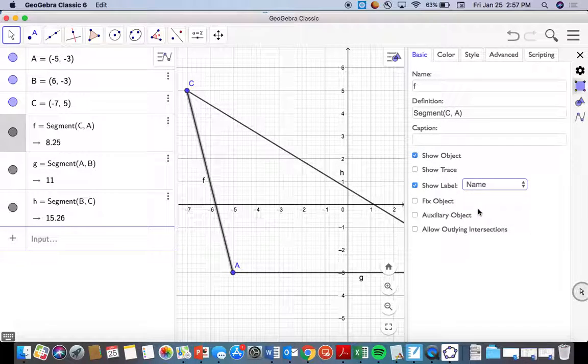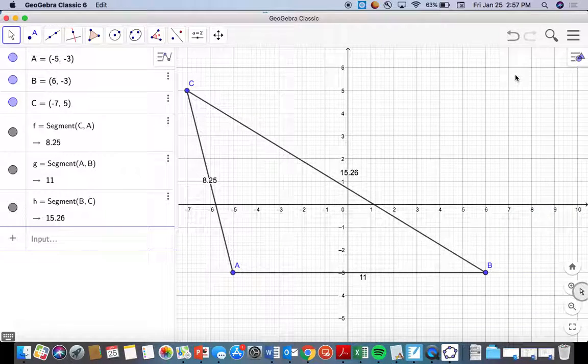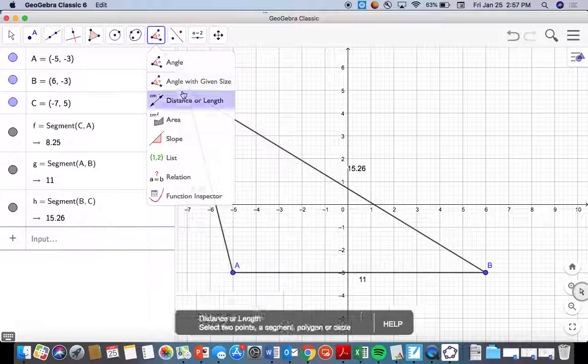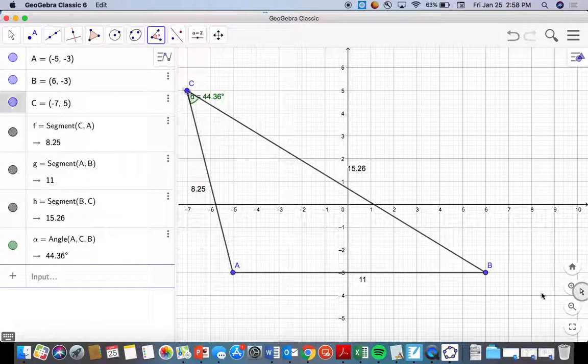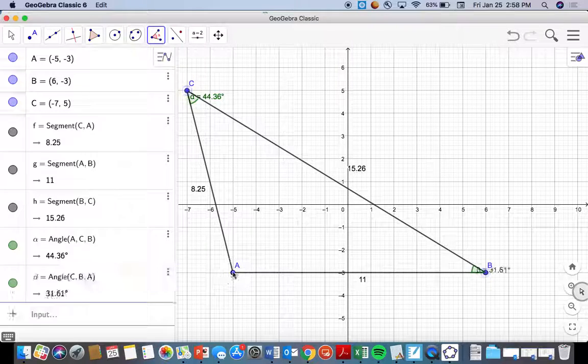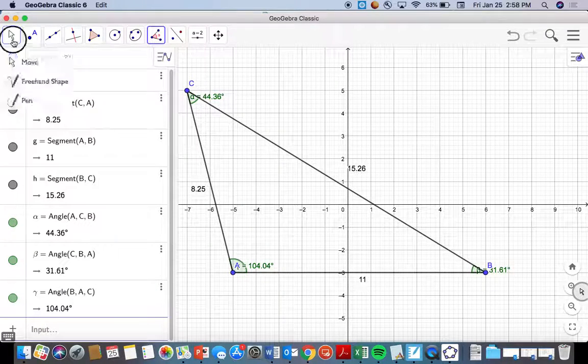Settings, show the value, show the value. All right, do we have a scalene triangle? Let's see. Our three side lengths are 15.26, 11, and 8.25. Lovely. The next thing I'm going to do here is put some angles in here. And we'll see how big they come out to be. They should be 3 different measures if we do this correctly. Lovely, lovely. That's what I wanted to see.